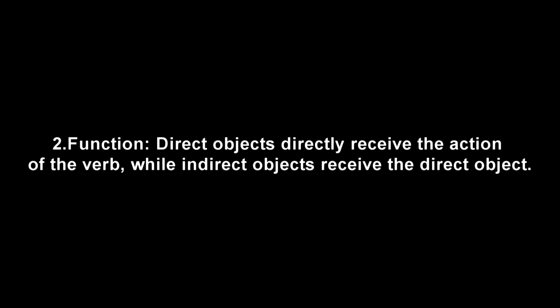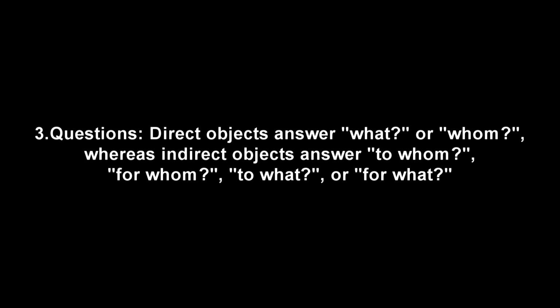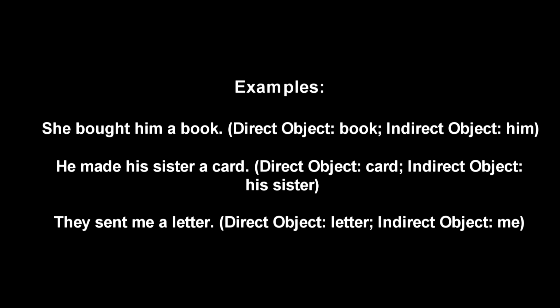Function. Direct objects directly receive the action of the verb, while indirect objects receive the direct object. Questions. Direct objects answer what or whom, whereas indirect objects answer to whom, for whom, to what, or for what. Examples: she bought him a book. Direct object, book. Indirect object, him.